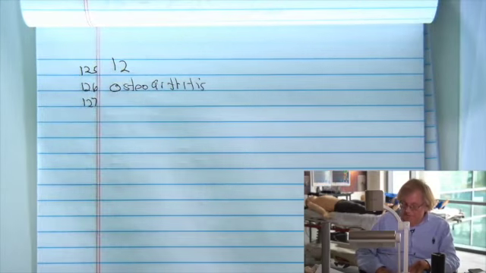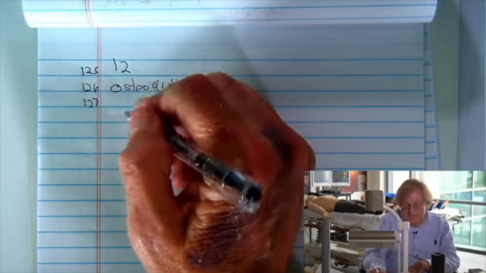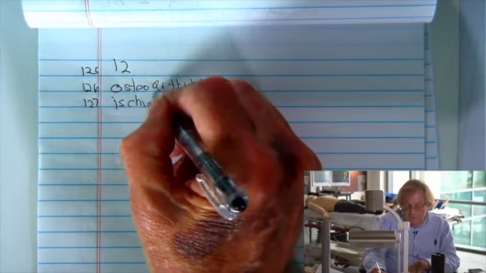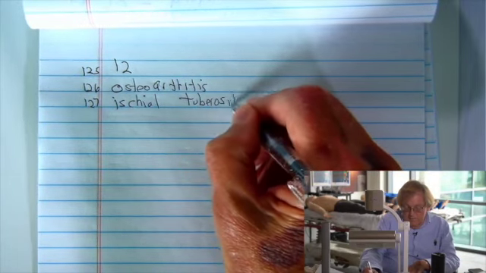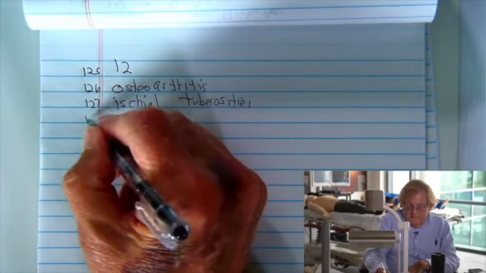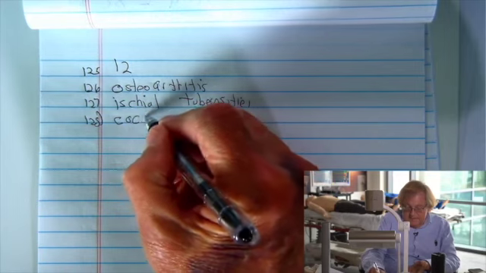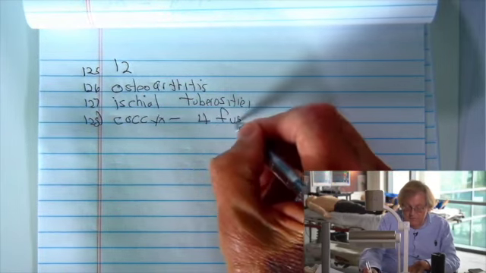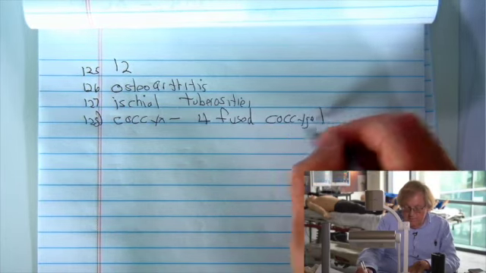127, what you sit on. Remember, you're not sitting on your coccyx, you're sitting on your ischium, and actually the processes of your ischium, which are your ischial tuberosities. 128, tailbone, that's your coccyx. Remember, that's going to be 4 fused coccygeal vertebrae.